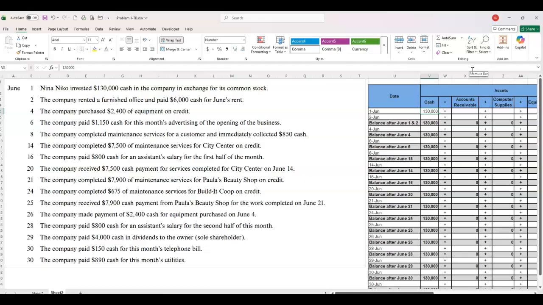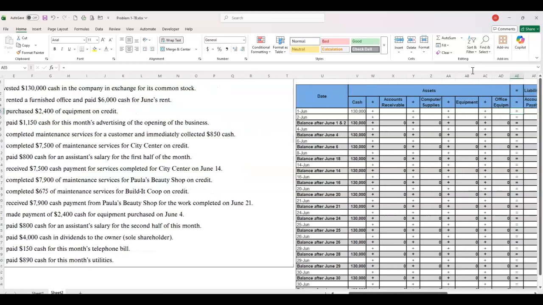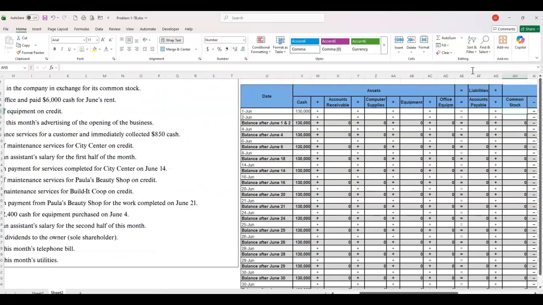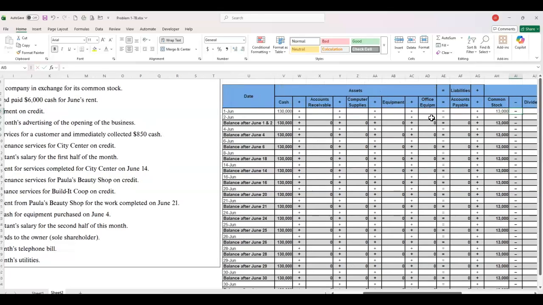And I'm going to go over here on the same line. I'm just going to tab over. Common stock also goes up by $130,000. And you can see here, here's the equal sign. So $130,000 on this side and $130,000 on this side.